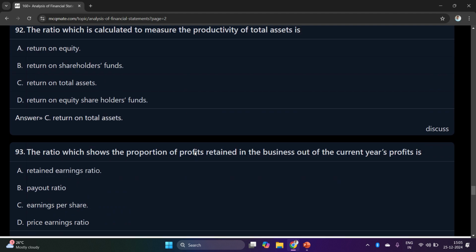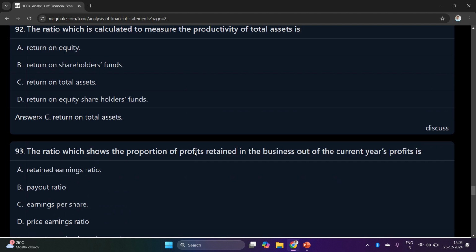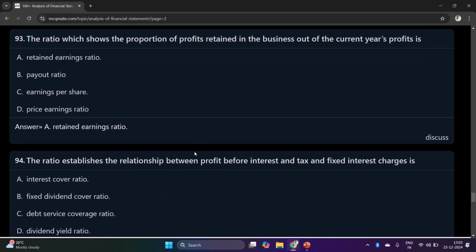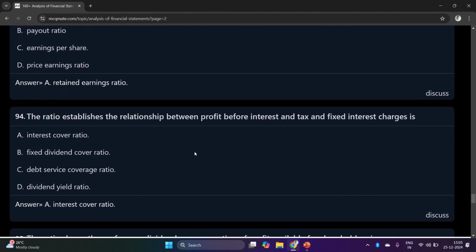The ratio which shows the proportion of profit retained in business out of the current year profit is the retained earnings ratio. The ratio which establishes the relation between profit before interest and the fixed interest charge is the interest coverage ratio.